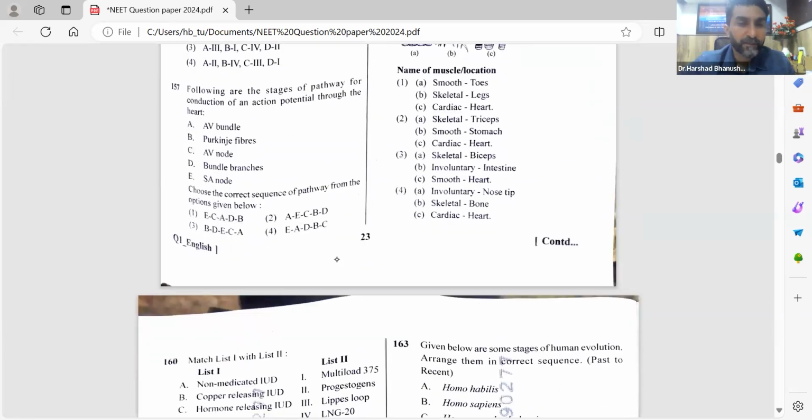Following are the stages of the pathway of the conduction of the action potential. It has to start with the SA node. So it will start with E, which is 1. From SA node, it will go to the AV node. So E followed by C. There's only one option with that. So I'll straight away go to answer of option number 1.